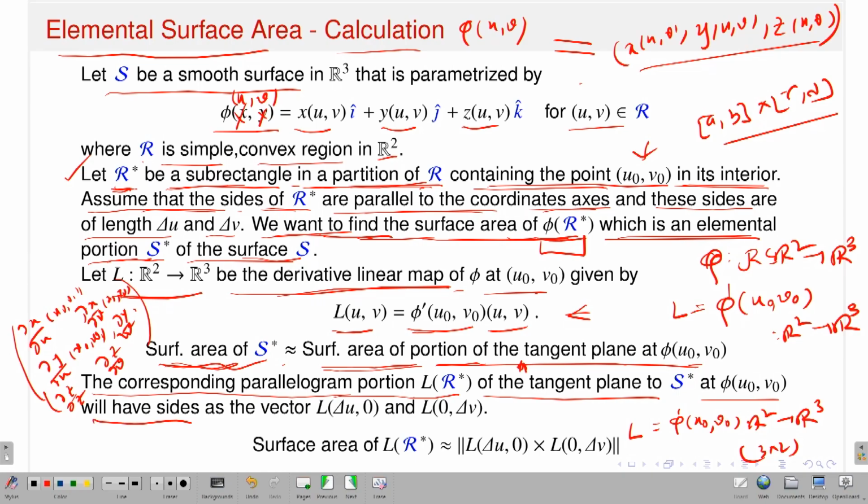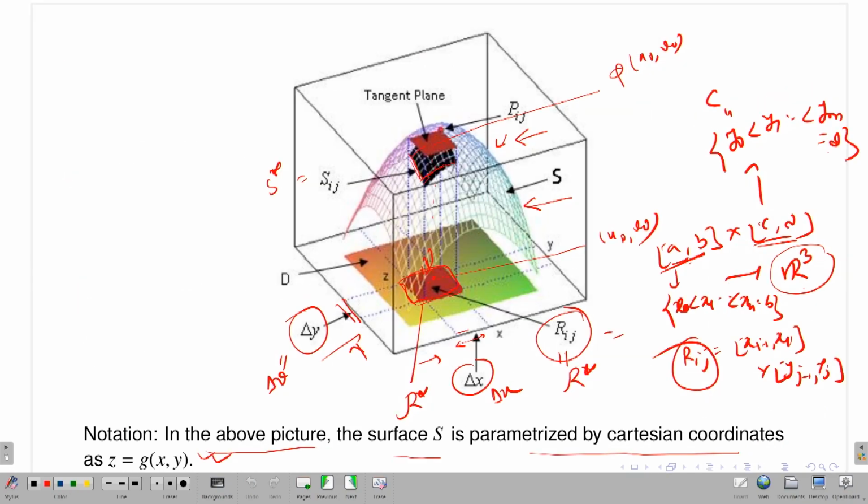And what about the sides? The sides are: L should act on del u comma 0, and L should act on 0 comma del v. So in the picture, suppose this is my del u. I want to calculate the surface area of a very small elemental portion A star of S. It is almost equivalent to a portion of the surface area of your tangent plane. So let's see how to calculate on the tangent plane, because this is the corresponding del u along the x axis, and this is del v.